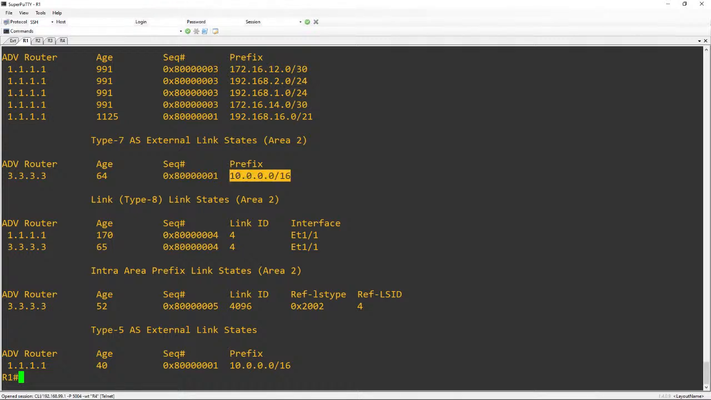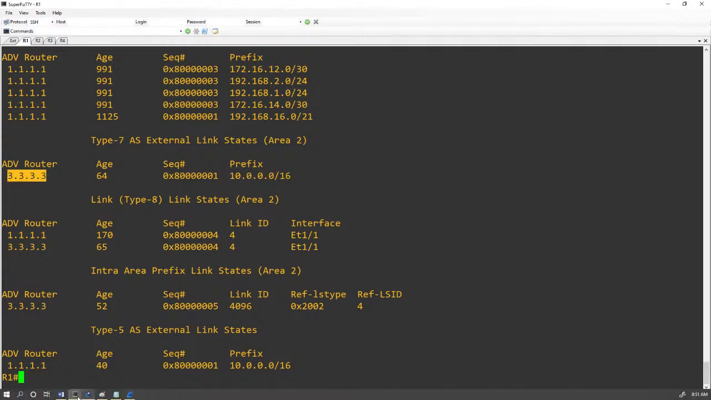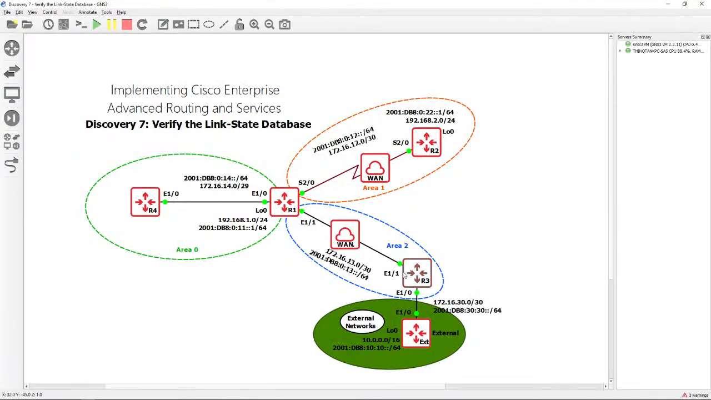This type 7 describes the exact same prefix information that type 5 does, and in fact, when the type 7 hits the router 1, it gets converted to a type 5. So everybody else looks at it like a normal type 5 route, whereas in this area it shows up as a type 7 route. Okay? All right.